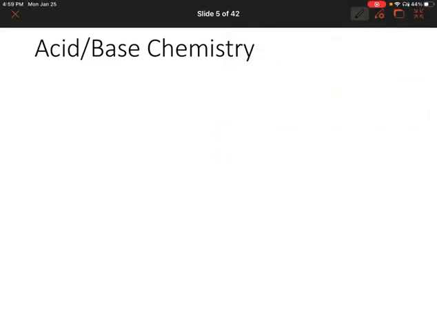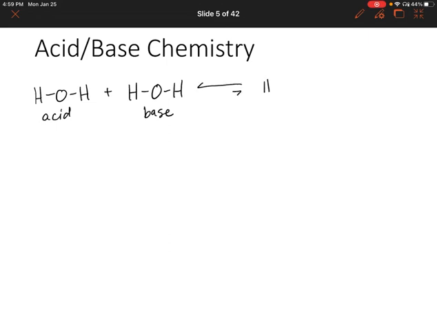So when you first started taking chemistry, you probably remember learning about how water can act as an acid or a base. And if water reacts with itself, so let's say one of these is an acid, the other is a base, you end up forming the hydronium ion and the hydroxide ion. So the oxygen on the base will take a hydrogen from the acid and electrons will be left behind.